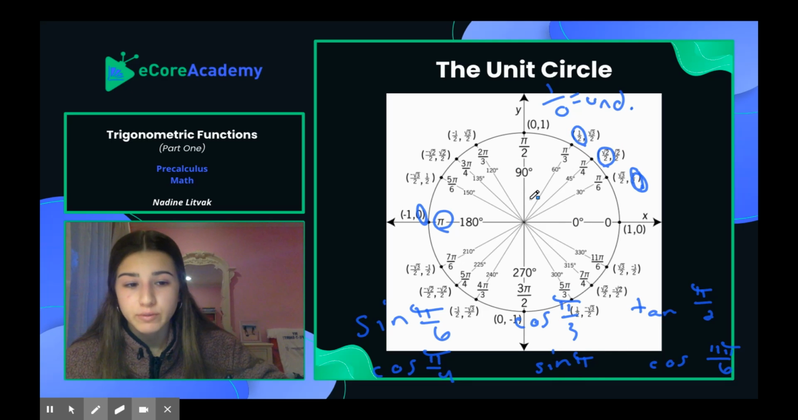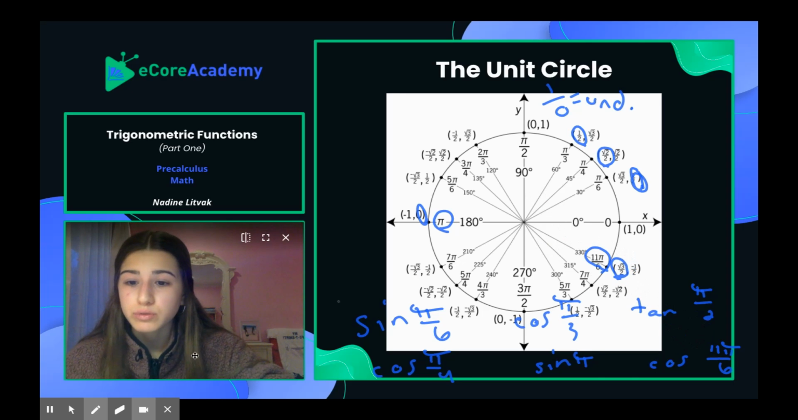Lastly, for this set of questions, we know that 11 pi over 6 is right here in the unit circle. We know that cosine is the x value. The x value is root 3 over 2, which is why cosine of 11 pi over 6 is equal to root 3 over 2.